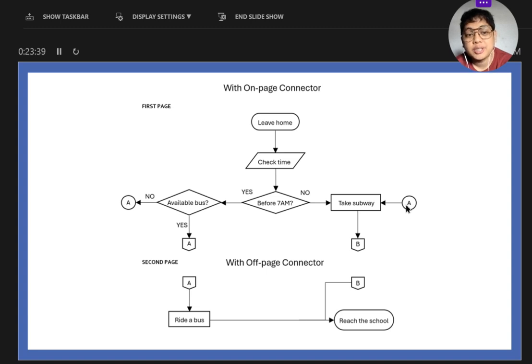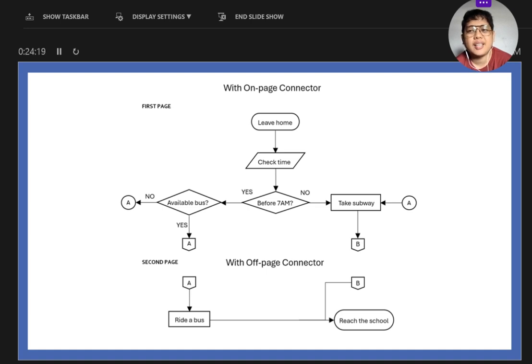Since there is no available bus, our best option so that we can arrive at school on time is to take the subway. After taking the subway, we use another off-page connector just to connect the first page to the second page to have a continuous process, then reach the school. So that is how to use an on-page and off-page connector in a flowchart. I hope you learned something from this discussion.